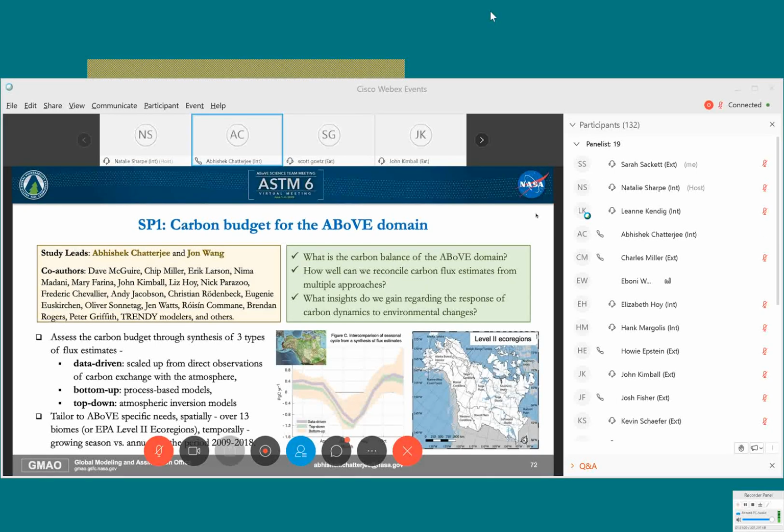But what we are interested in now is breaking up the above domain further into these smaller regions, the ecoregions. It's a very nice map from John Wang. So the idea would be to look at both the seasonal cycle and generate the carbon budget for each of these individual ecoregions. That's the work currently in progress, or the next steps. Next slide.